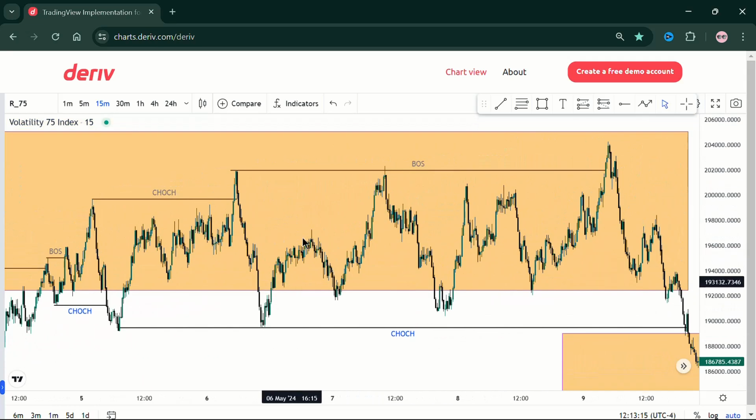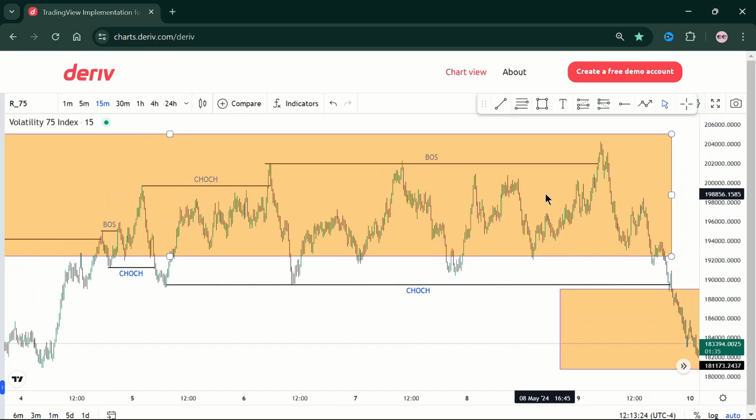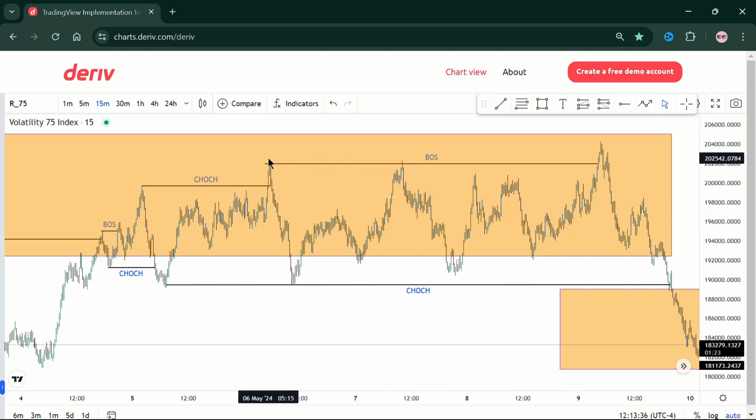Already there was liquidity up. You can see these relatively equal highs there that were taken out. This is how traders are trapped. So when you are just on the 15-minute chart, you don't necessarily know what's happening. Why is the market moving like this? And then suddenly it starts making these relatively equal highs, relatively equal lows. This is just liquidity building up.